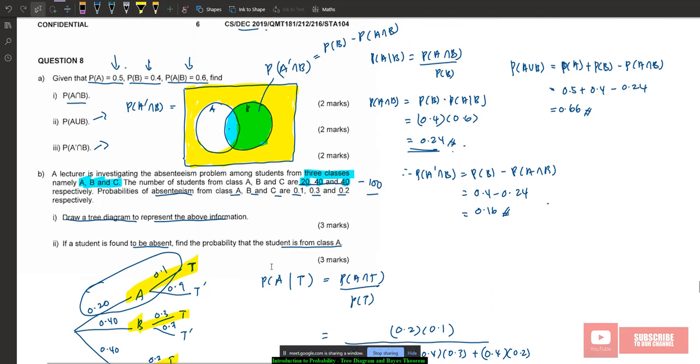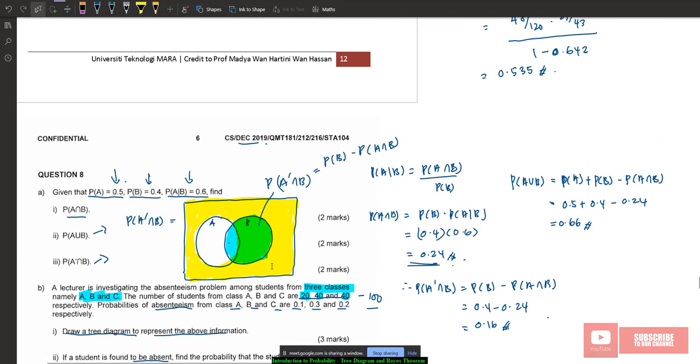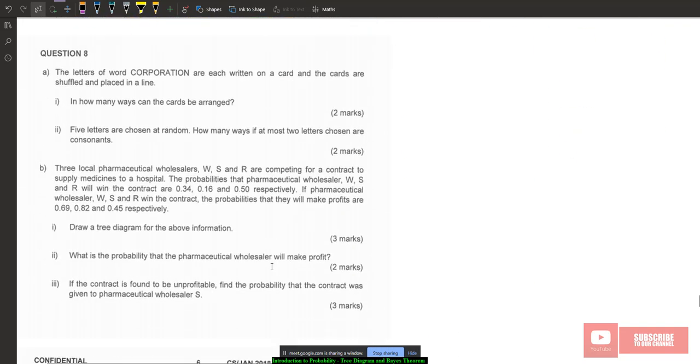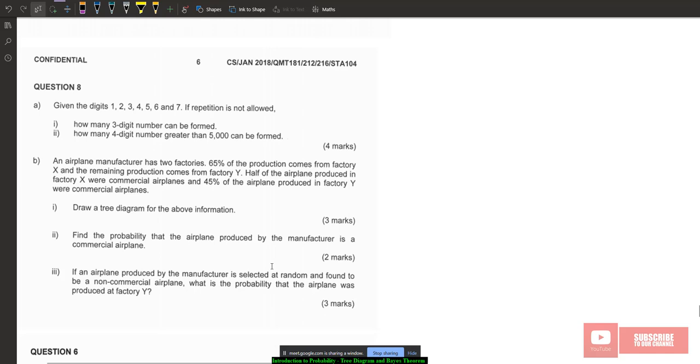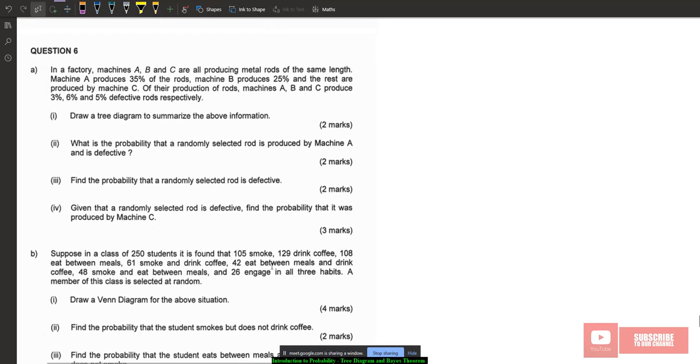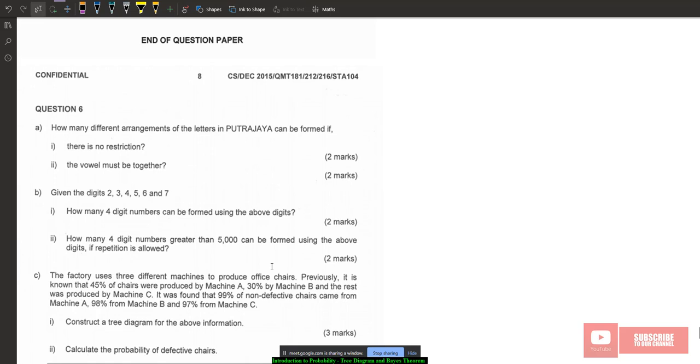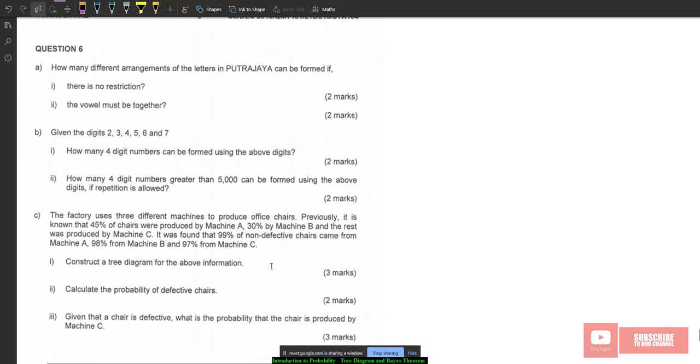Question number 8, December 2019. Now let's look at this one, it should be very easy. This one is easy. Let's look at question number 6. How many different arrangements of Putrajaya can be formed if there is no restriction?